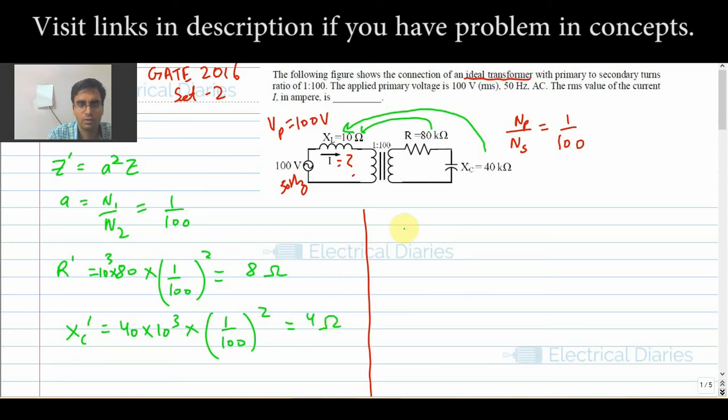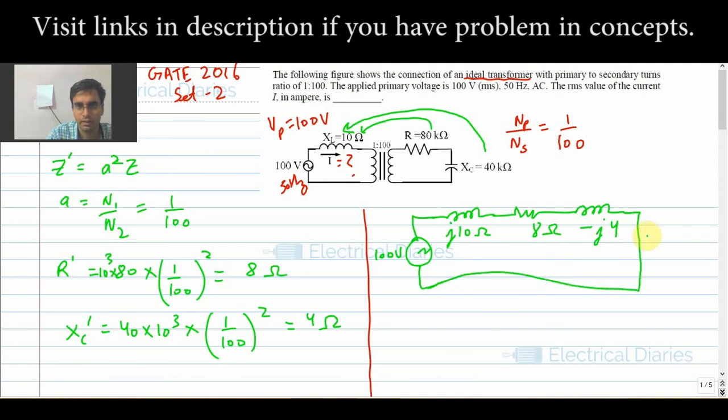So now your circuit will look something like this. 100 volts, XL is 10 ohms, your R dash is 8 ohms, and this is your XC dash, which is minus j4, and this will be plus j10. Always remember to use these complex terms. And this is your shifted transformer.